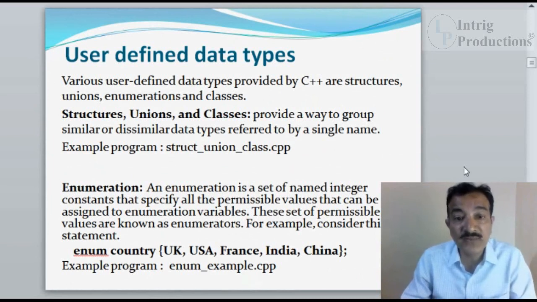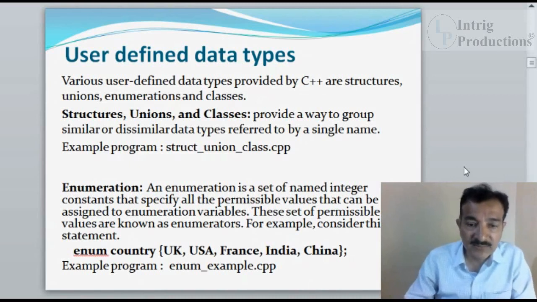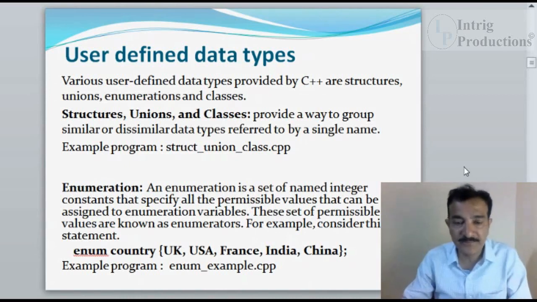The next one is user-defined data types. Various user-defined data types provided by C++ are structures, unions, enumerations, and classes. Structures, unions, and classes provide a way to group similar or dissimilar data types referred to by a single name. So you've already seen this in a class. I will show you in structure and union also, and how they differ basically.